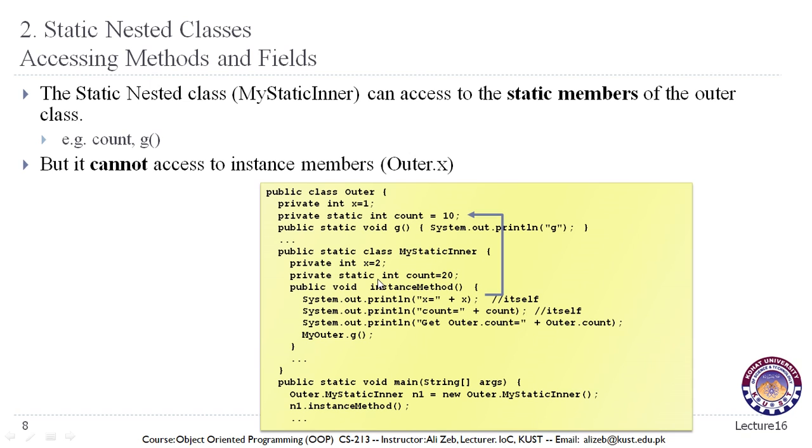And we have again the static int count equal to 20 over here, and the static int count equal to 10 over here. If we print the value for count, this will print the value 20. But if we want to print the value of the outer count, we can do that using this syntax: the name of the class, since we can access the static member of a class with the name of the class, as we can see over here. And we can also have access to the static method of the enclosing class.